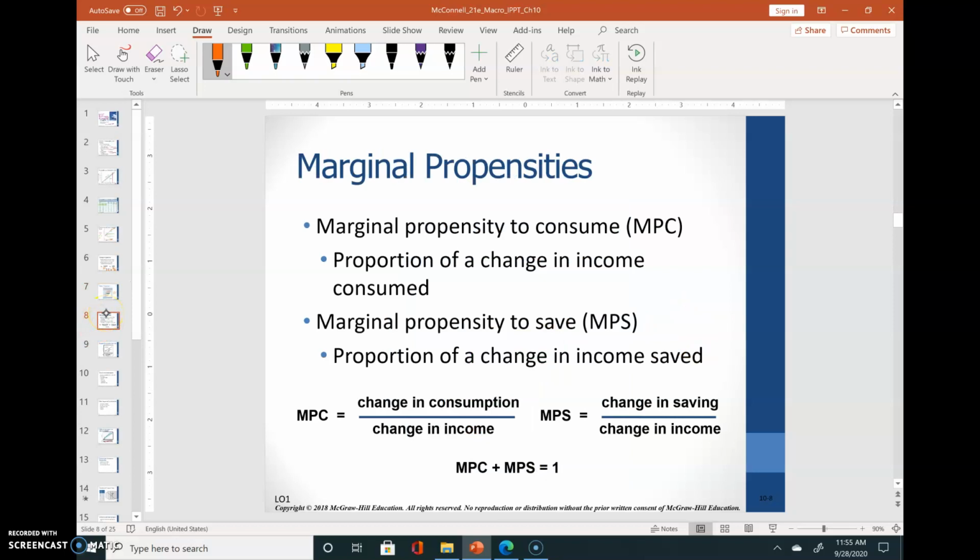Now, what is marginal propensity to consume or marginal propensity to save? Marginal propensity to consume is change in consumption over change in income. That means it's measuring the additional consumption out of additional income. Marginal propensity to save is change in savings over change in income. And if you add these two numbers, you will have 1.